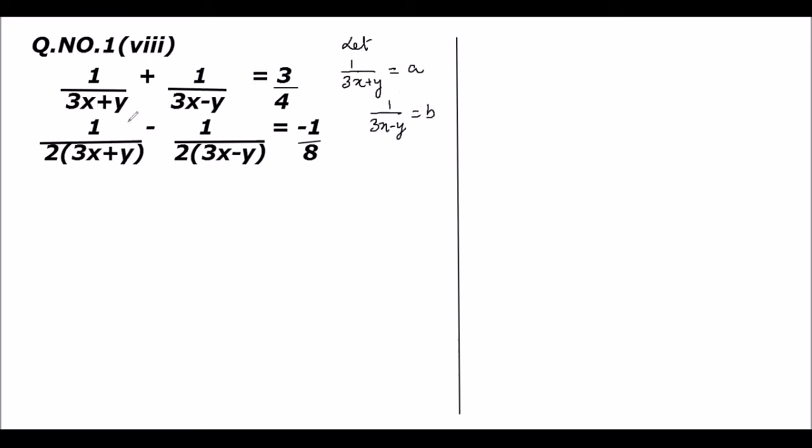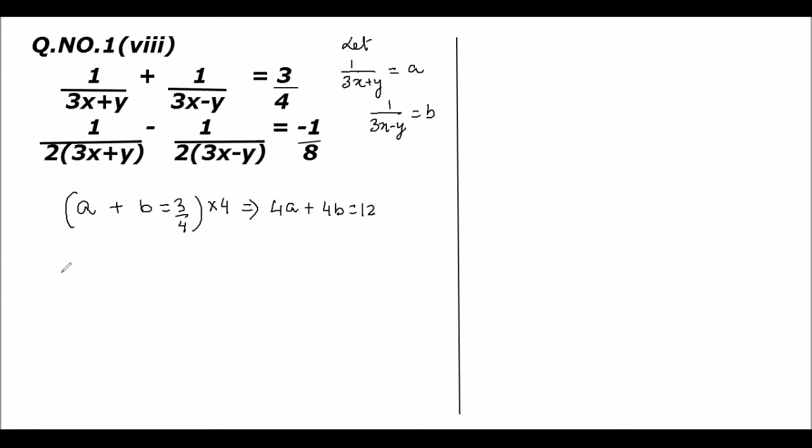Let's put this in the given equation. So we will have a plus b is equal to 3 by 4. Since we have a denominator in this, to remove it, we have to multiply both the sides by 4, and therefore the equation will become 4a plus 4b is equal to 3.